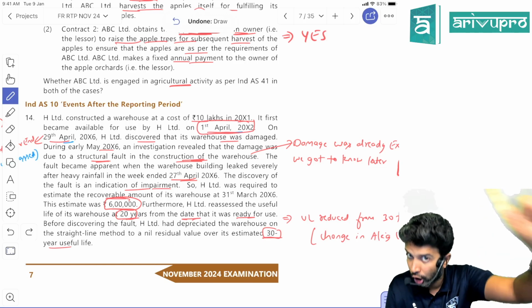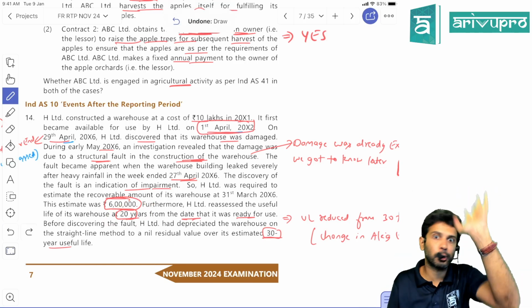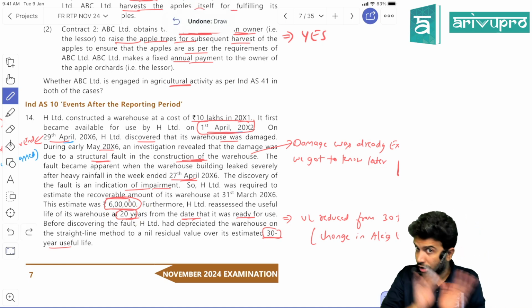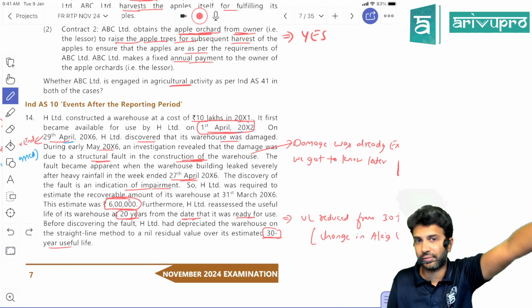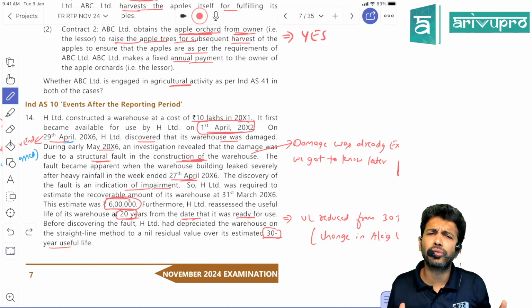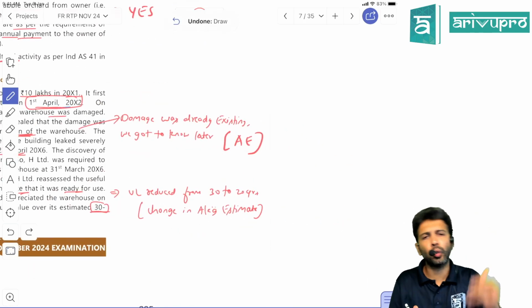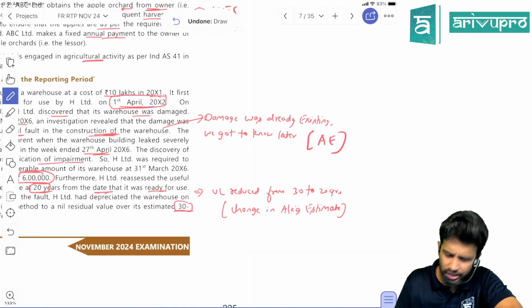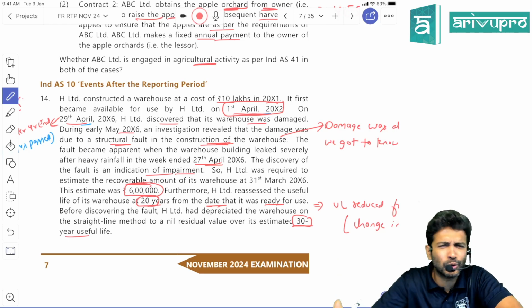This 20 is not the remaining life, because here you need to calculate depreciation and all. That's the reason I'm stressing upon this word. It is the total life itself. From 30, the total life has been revised to 20. So is any revision in the useful life a change in accounting policy? No, this is a change in accounting estimate, which we have to do prospectively as per Ind AS 8. Obviously, when the life changes, depreciation will also change.